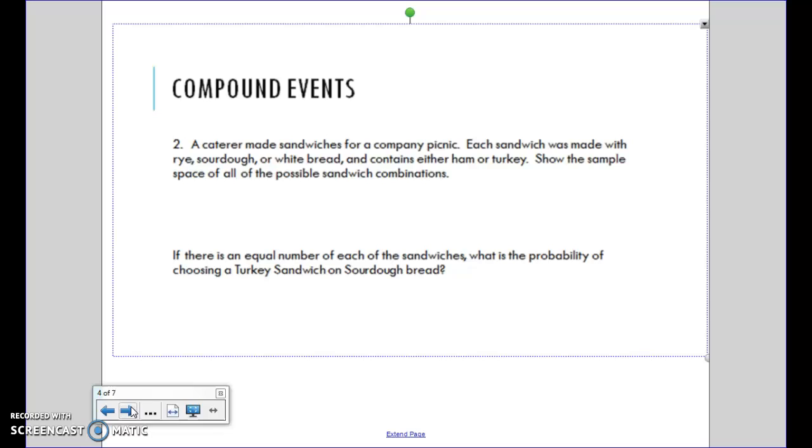All right, let's take a look at another one here. On the second example, it says that a caterer made sandwiches for a company picnic. Each sandwich was made with rye, sourdough, or white bread. So I'm going to abbreviate those: rye, sourdough, or white bread.